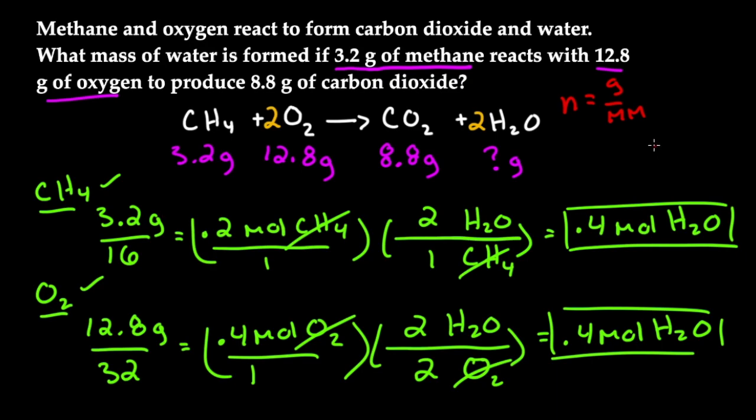And so we know we have 0.4 moles of this water, and that's going to equal the grams divided by the molar mass. And the molar mass of water is going to be 18. And so we're going to do 0.4 times 18, and we're going to get the amount in grams of this H2O right here. It's going to be 7.2 grams. And so this right here is going to be the answer. 7.2 grams of this water would actually end up being made.